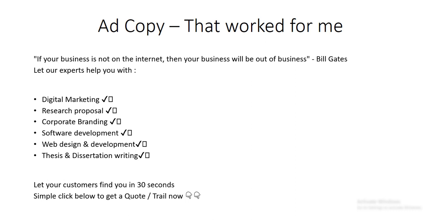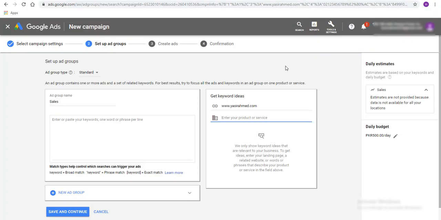But I'm going to tell you the most important things over here, right? You can see I've got the options for digital marketing, research proposal, corporate branding, software development, web design and development, thesis, and all that. These are the keywords, or the services, that the company I'm advertising was offering. So I'm going to put all those keywords over here, and automatically it would suggest me some more keywords.